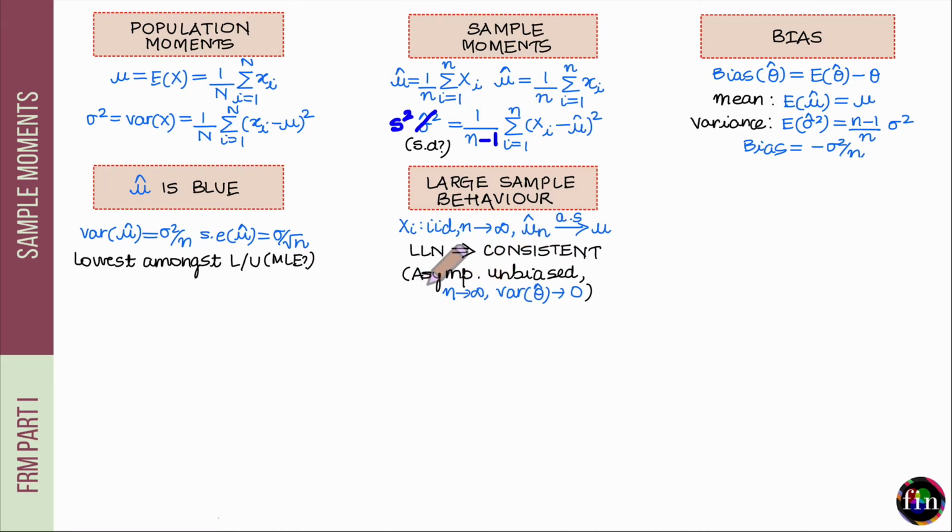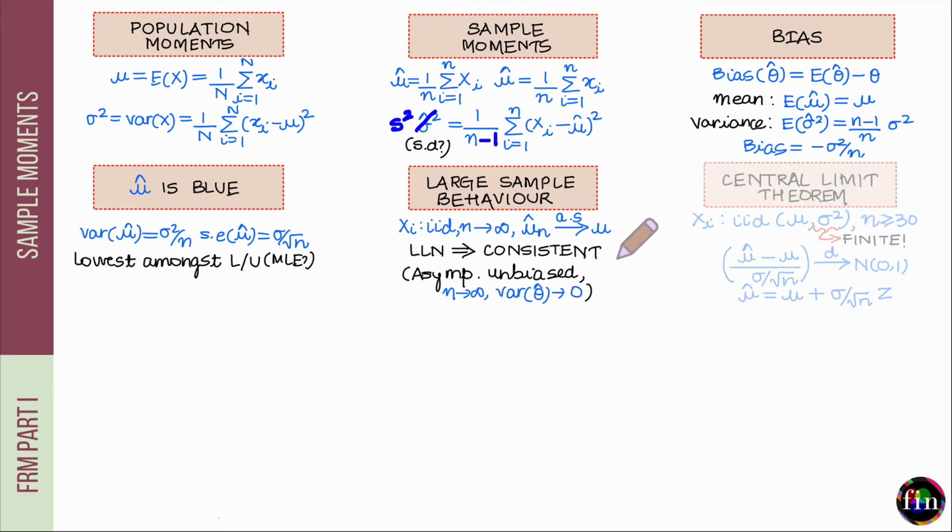Number one, although your estimator can have a bias if the size of your sample is finite, as the size of your sample increases, your estimator becomes asymptotically unbiased, which means that for very large sample sizes, your bias vanishes if your estimator is consistent. The second condition is that as the size of your sample increases, the variance of your estimator also converges to 0. Okay? Then let's talk about central limit theorem.